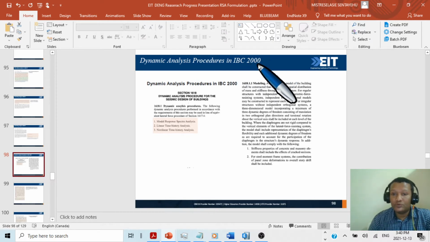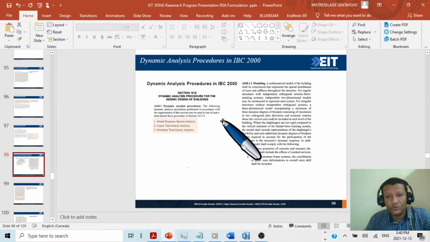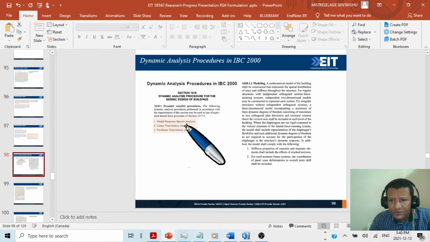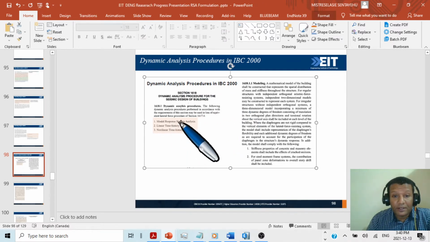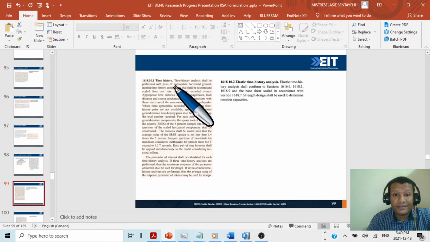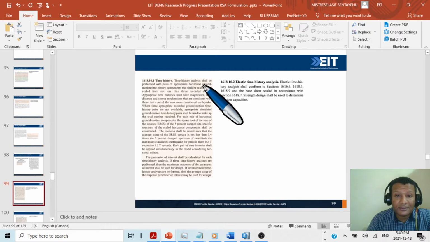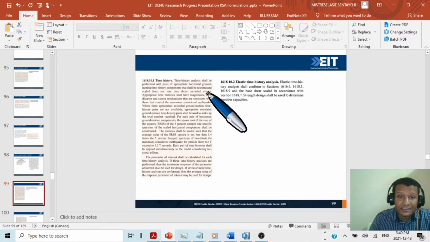Now let's go to IBC 2000. The same is true as in UBC 97. I didn't see any change. In the dynamic analysis procedure in IBC 2000, modal response spectrum analysis, linear time history analysis, and nonlinear time history analysis follow the same procedure. And time history is the same thing. Time history analysis shall be performed with a pair of appropriate horizontal ground motion time history components that shall be selected and scaled from not less than 3 recorded events. The same as UBC 97.